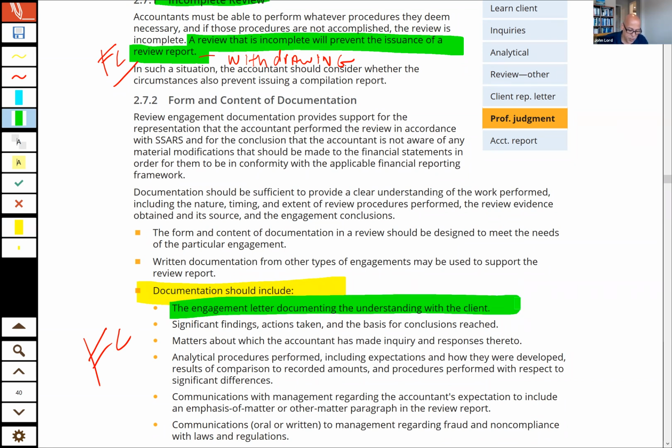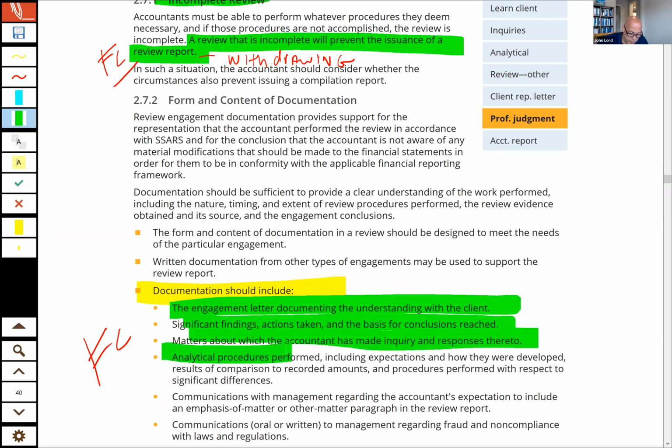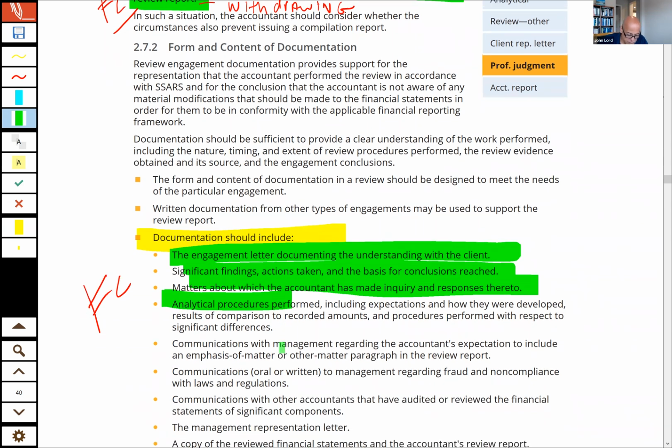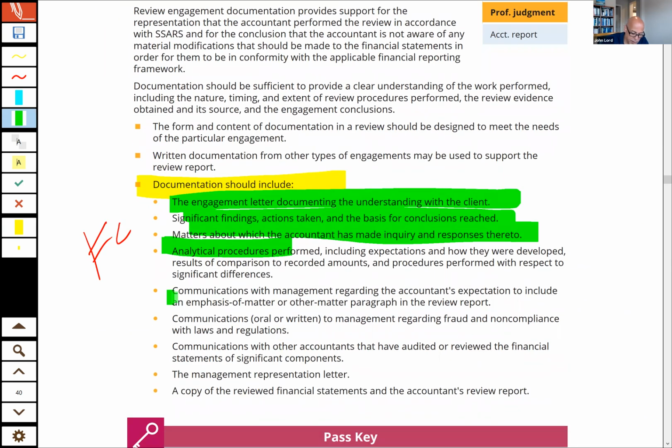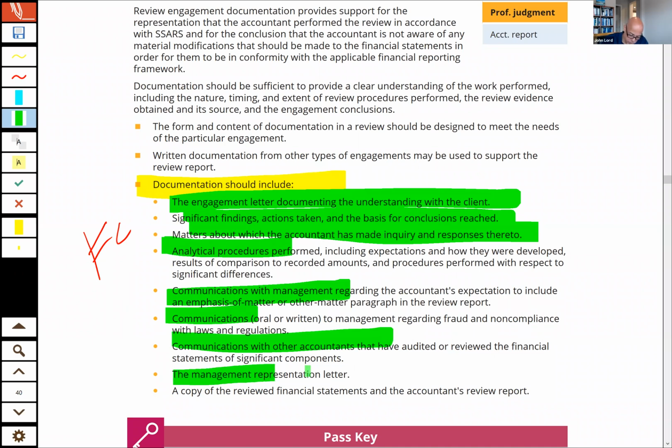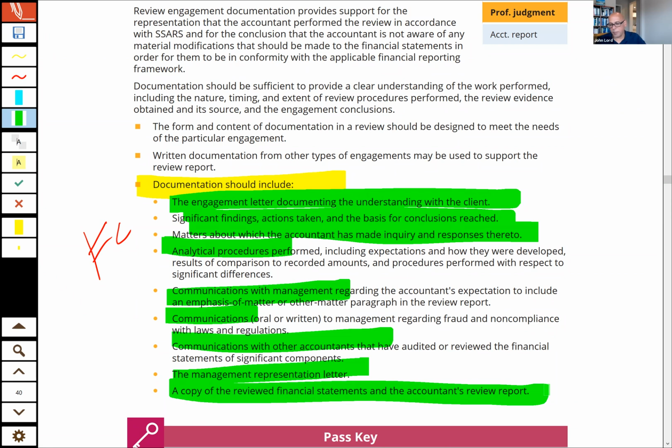So we have the engagement letter. What were any findings? Was there misstatements that we asked them to correct, etc.? What did we inquire about? What were our analytical procedures? We're going to see in a second that we are going to have certain communications with management. Okay, communications with other accountants. Yes, we have to have a rep letter. And of course, we want to make sure that we have the copy of the statements we reviewed and our review report.